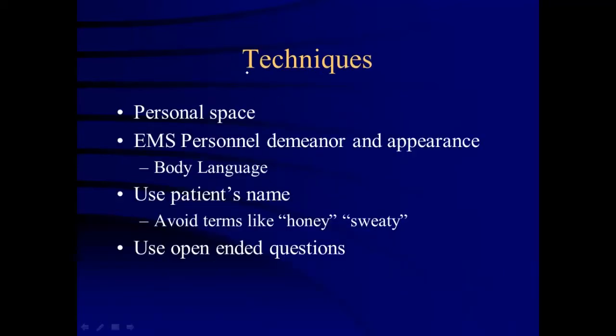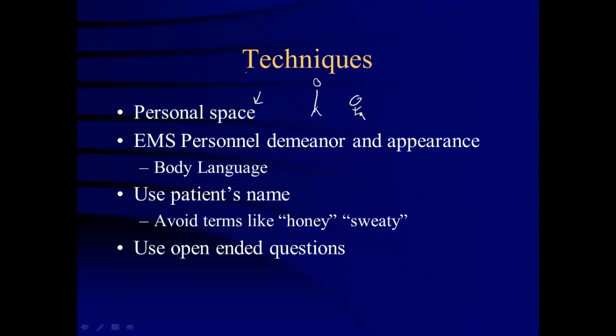So what are some techniques we can use to get a history out of people? Sometimes people don't want to talk. Sometimes they'll give you yes or no answers. First, make sure you're respecting their personal space. Don't stand too close. Don't stand over them. It's more appropriate to actually be a little bit under them if you have to make a decision between, do I stand up over top a patient or do I kind of squat down?